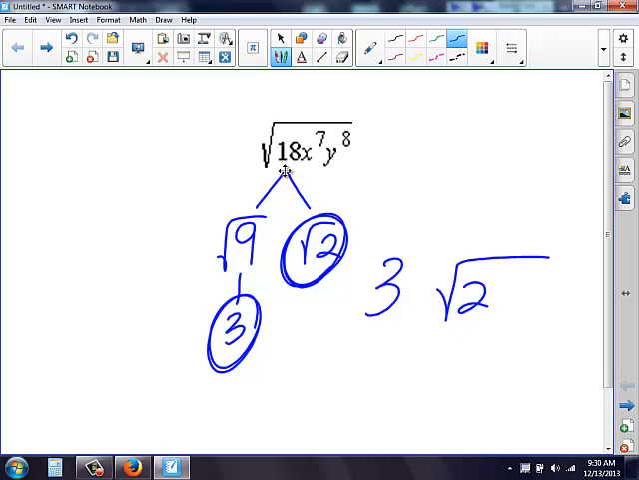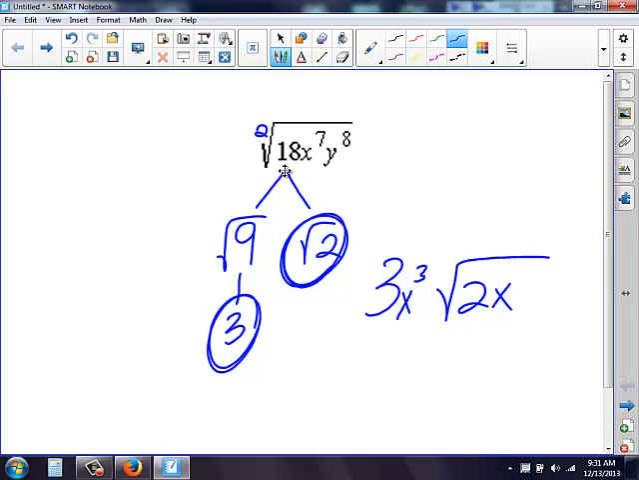So now let's deal with our variables. We remember that there's an imaginary 2 there. So I ask myself, how many 2's go into 7? There are 3 2's that go into 7, so I'm going to pull out an x to the 3rd. And I still had 1 left over. So my 1 remainder goes underneath the square root there. So I'm done with the x.